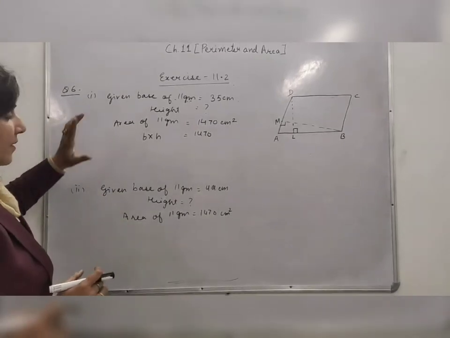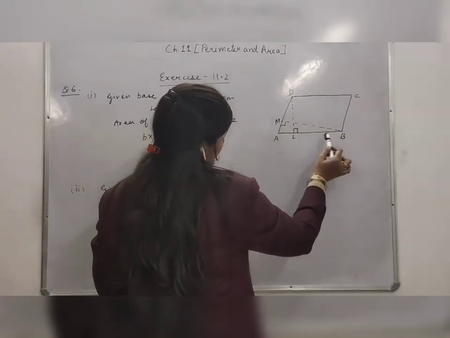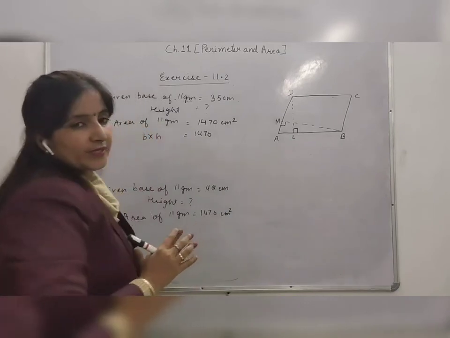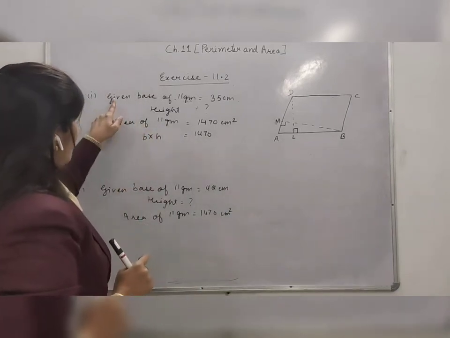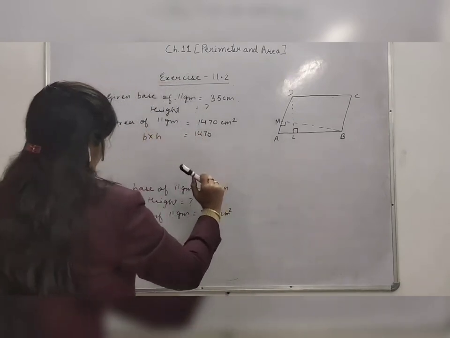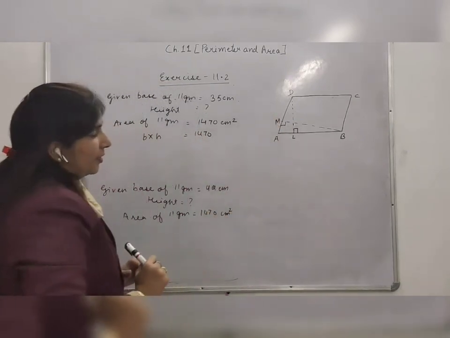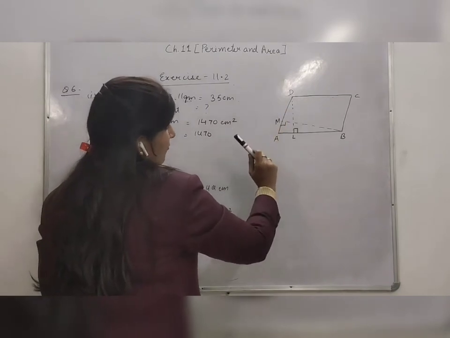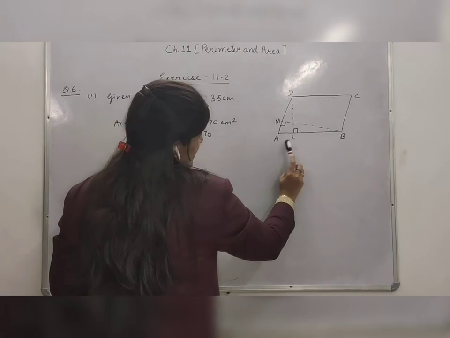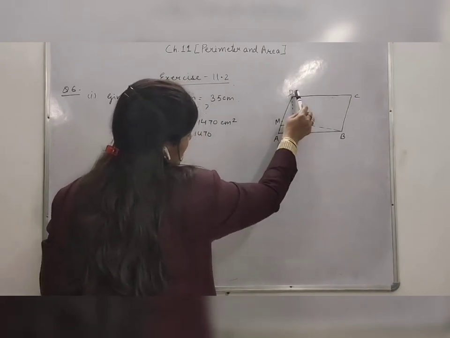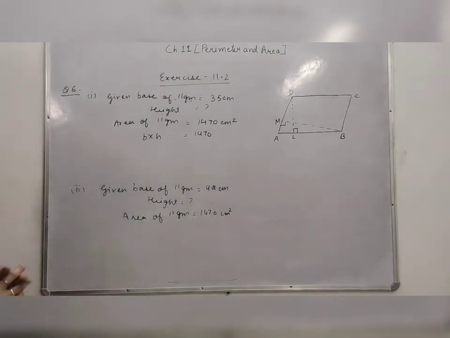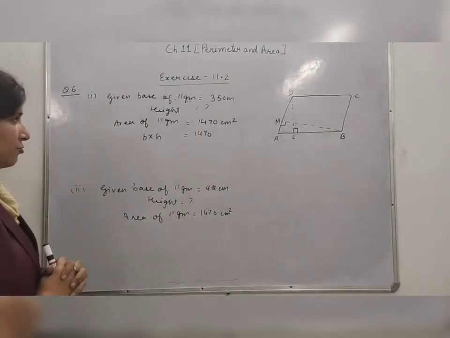Question number 6, in which the parallelogram is given and 2 heights are there whose measurements are not given. We have the base, like AB base is given and the other base AD is also given. We have to find out both the heights respective to the bases AB and DA, means we need to find out DL and DN. So both the heights, considering 2 different bases, we need to find out.